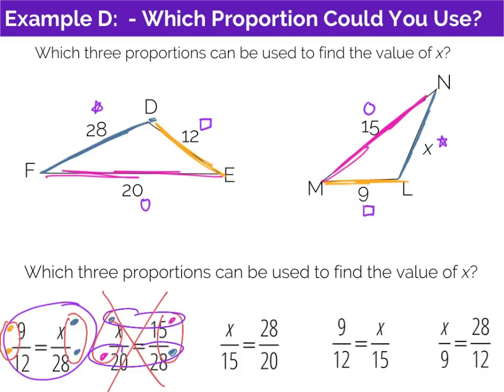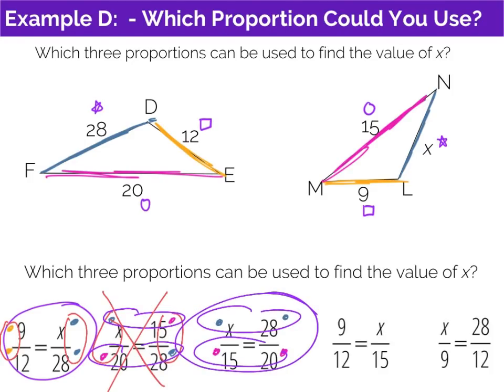So let's take a look at our third one now. We've got X, which is going to be a blue. We've got 15, which is going to be a pink. We've got 28, which is going to be a blue, and 20, which is going to be a pink. So let's see, do we have some matches vertically? No, we don't. However, we do have matches horizontally, so this is a correct proportion. Now let's go to our next one.